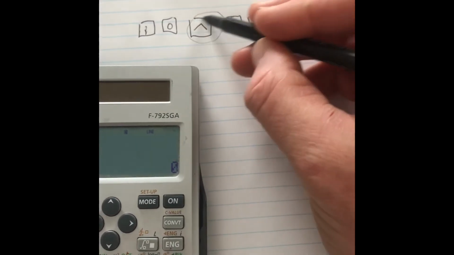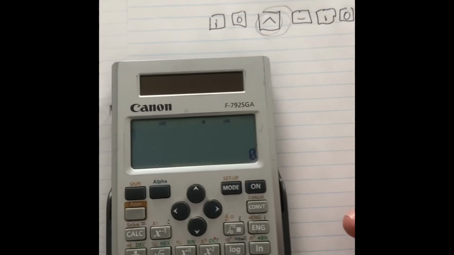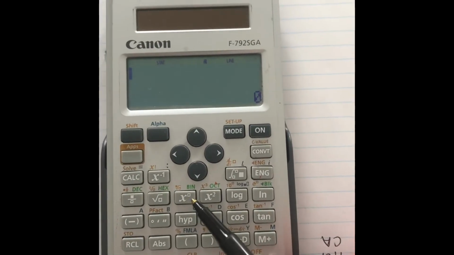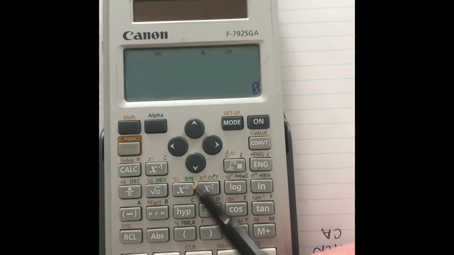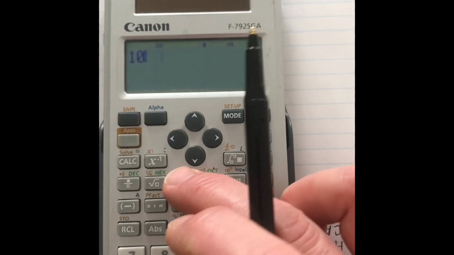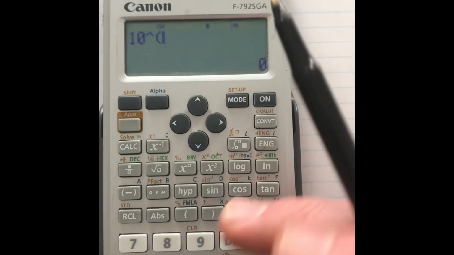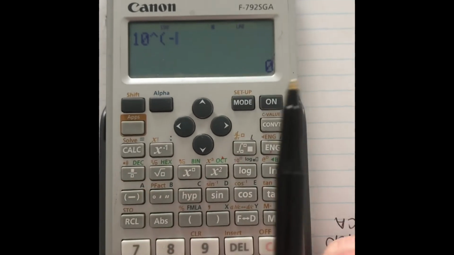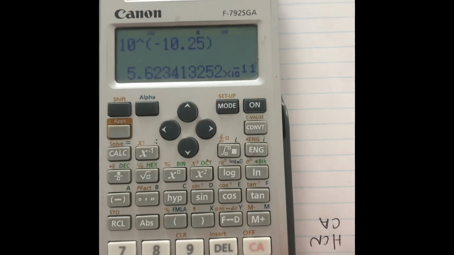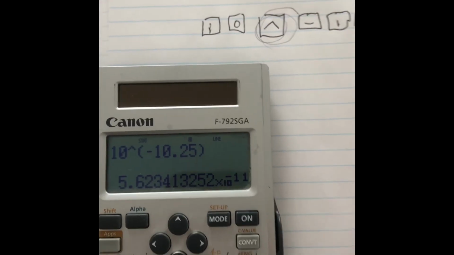So this might be a button that some of you need on your calculator. And of course, I just paused the video and checked, and I do see a button on my calculator. It's this x to the power of. So if I hit 10 and then that raise, I can hit this button and opt to type in the exponent. So same thing, just make sure it's negative 10.25. I'll end my bracket, hit equals, and then you get 5.62 times 10 to the minus 11, the same value.